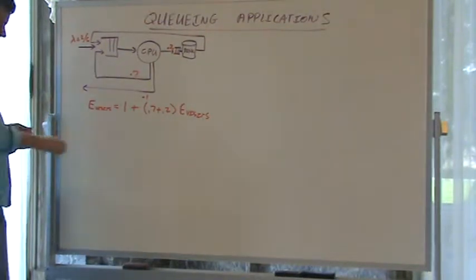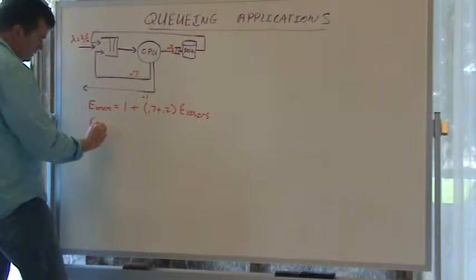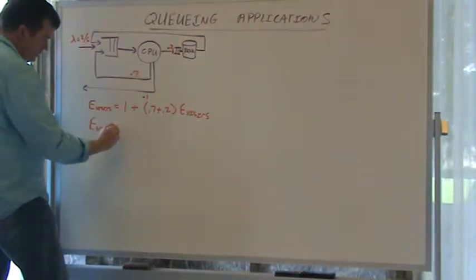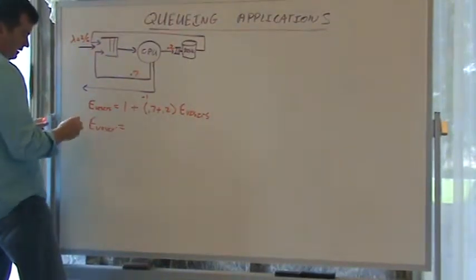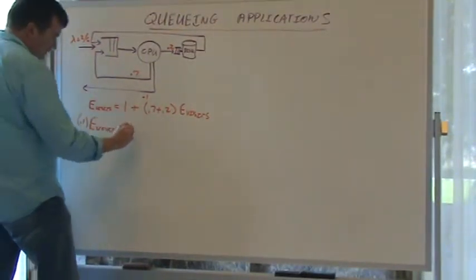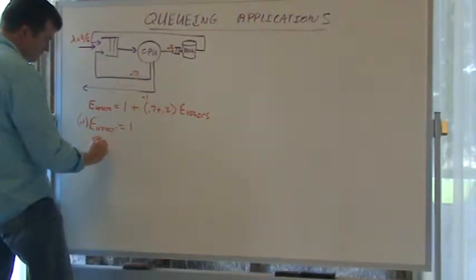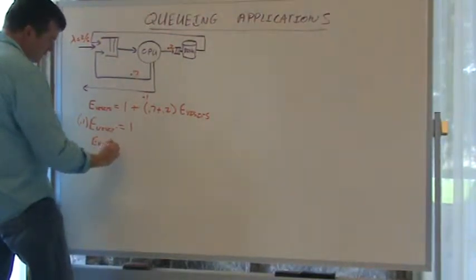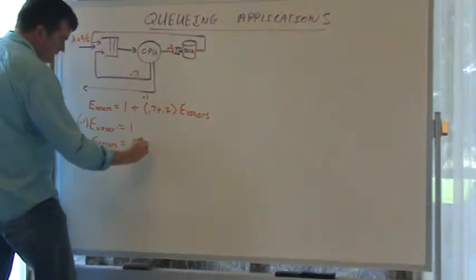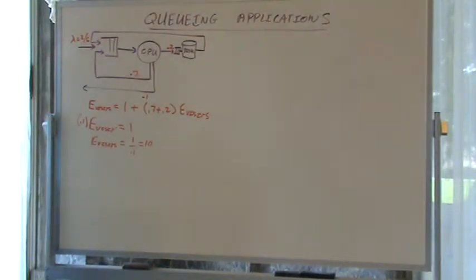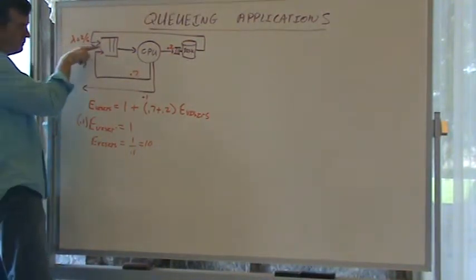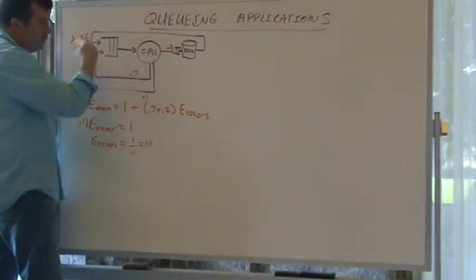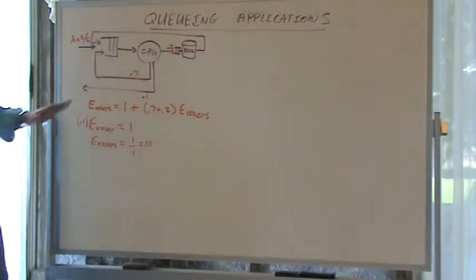So now we can solve for the expected number of visits. If we subtract 0.9 from each side, we get 0.1 times the expected number of visits equals 1, which means the expected number of visits equals 1 over 0.1, which is 10. So we would expect any process coming into this system to hit the CPU on average 10 times before it leaves. Could hit 15 times, could hit 2 times, but on average it will hit 10 times.